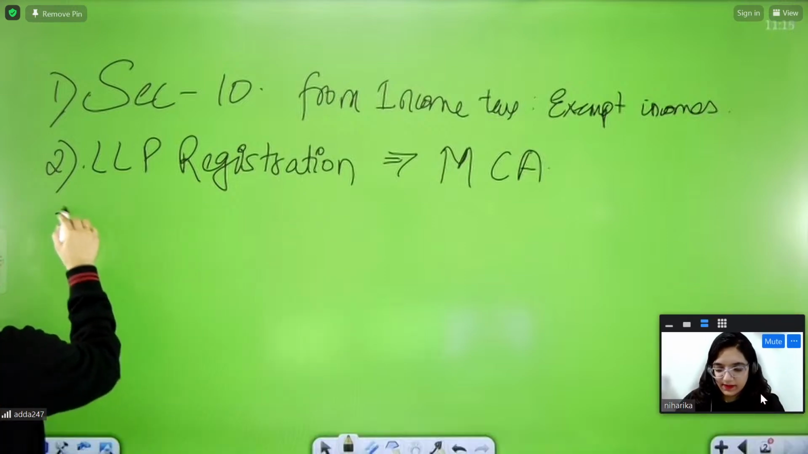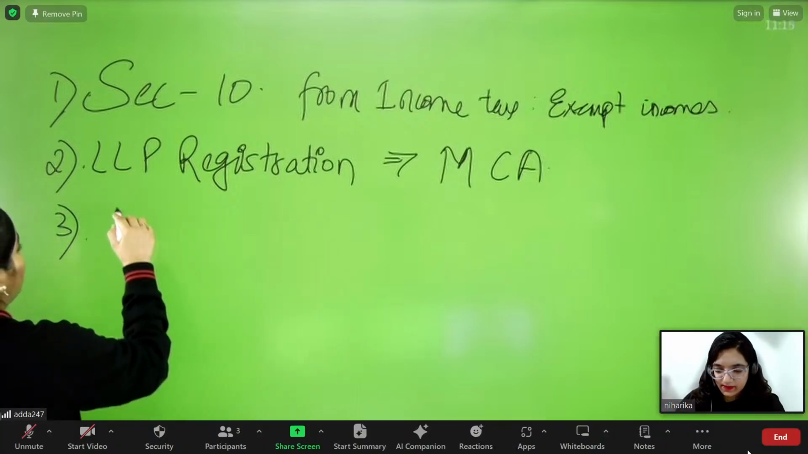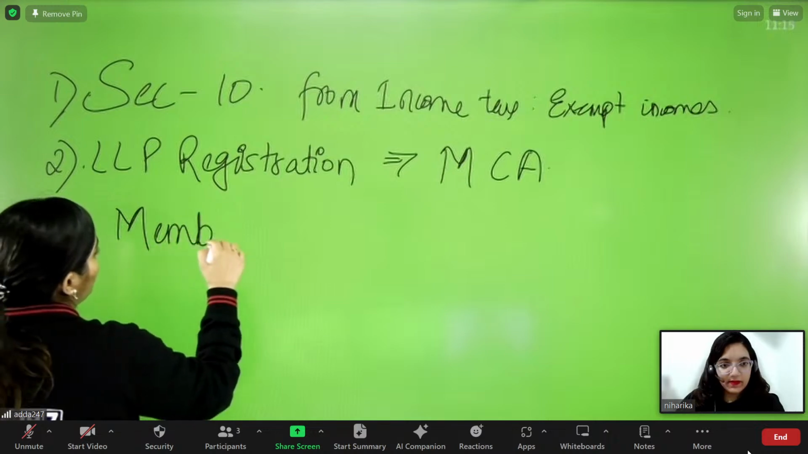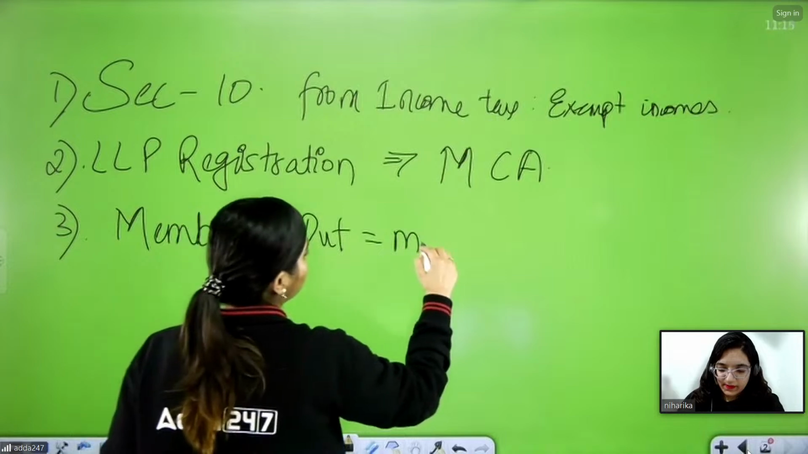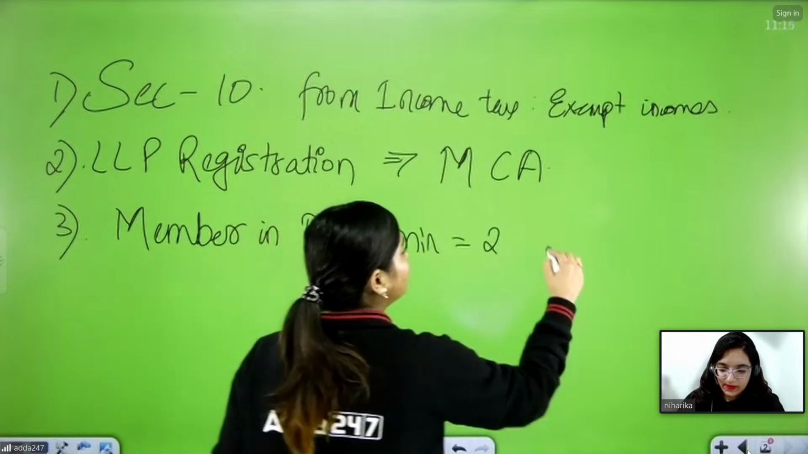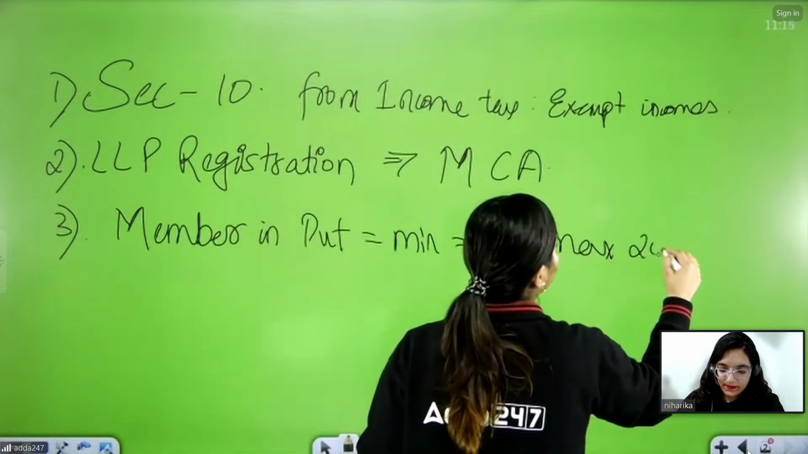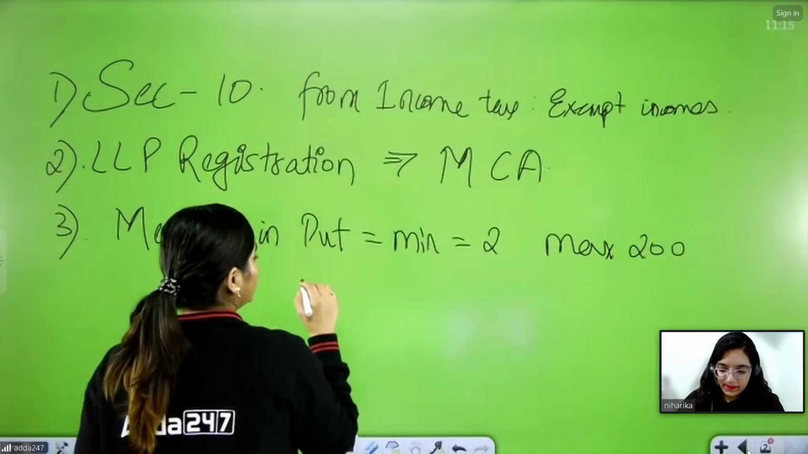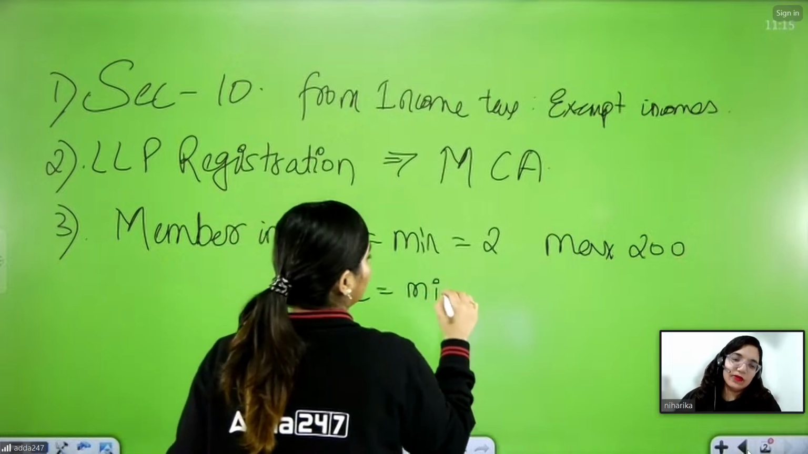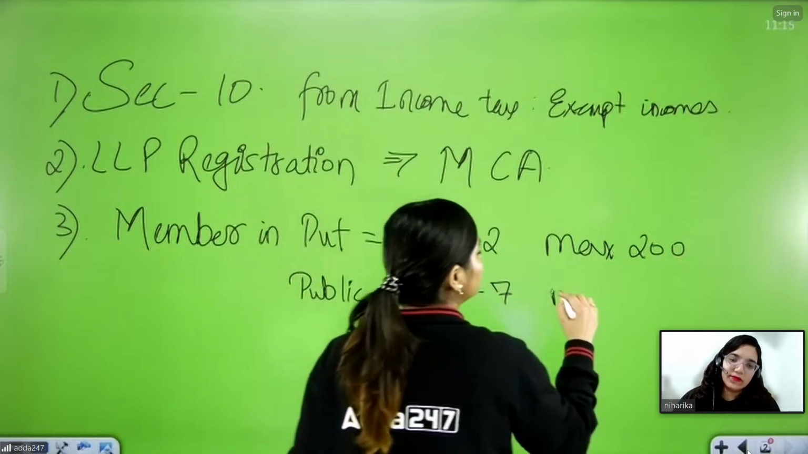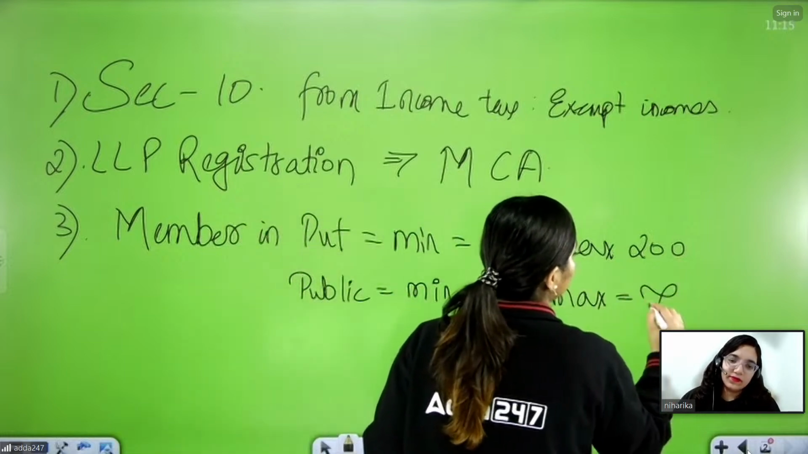Then the third question was from your members. Members in your private company: minimum 2 and maximum 200. In your public company, the minimum requirement is 7, and for maximum, there is no such requirement.